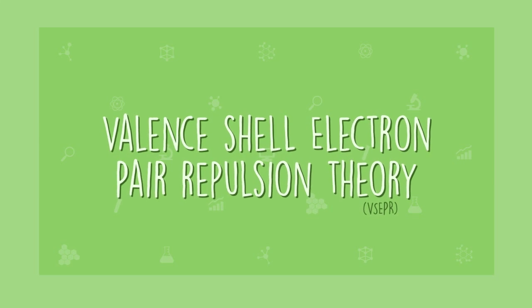VSEPR, often pronounced "vesper", stands for valence shell electron pair repulsion theory. This theory is about the shapes that molecules make. As scientists, we're interested in shape because molecules are just like us. They exist in 3D space and have particular shapes. And a molecule's 3D shape affects how it can stack together and interact with other molecules.